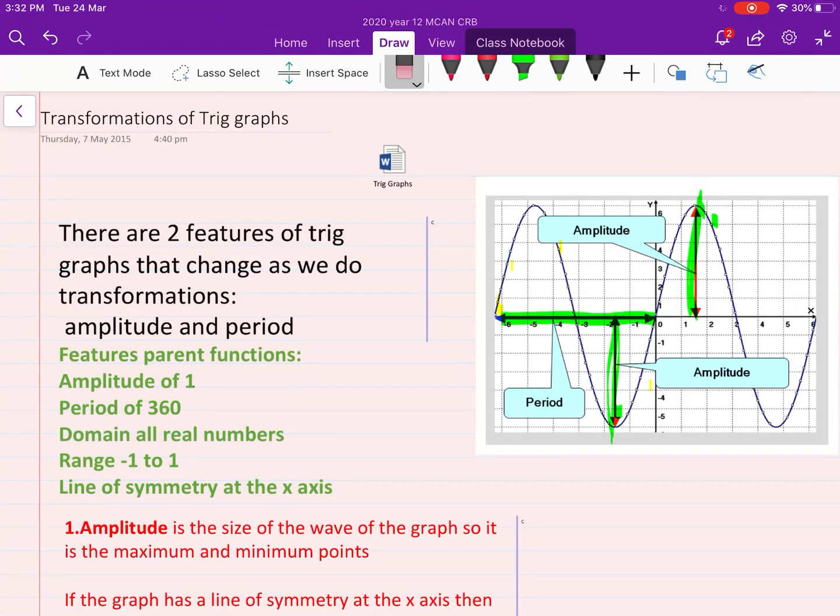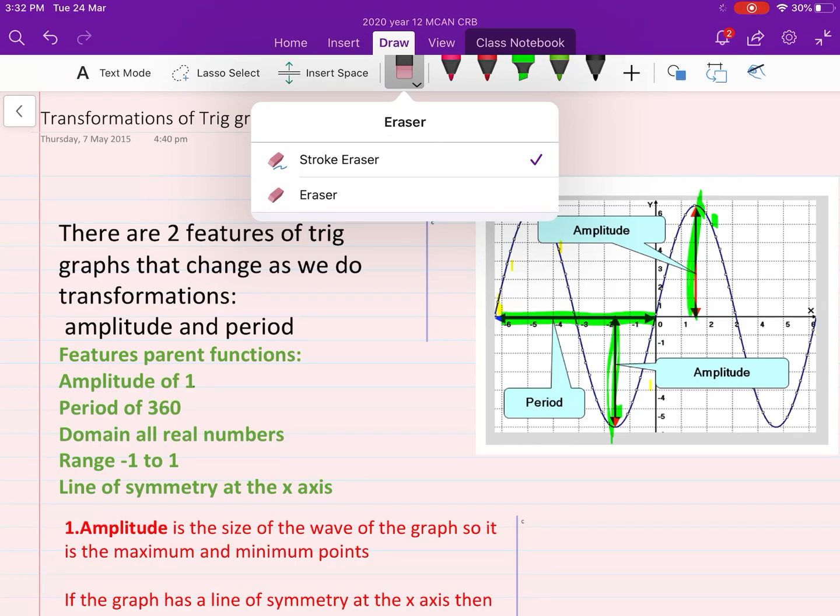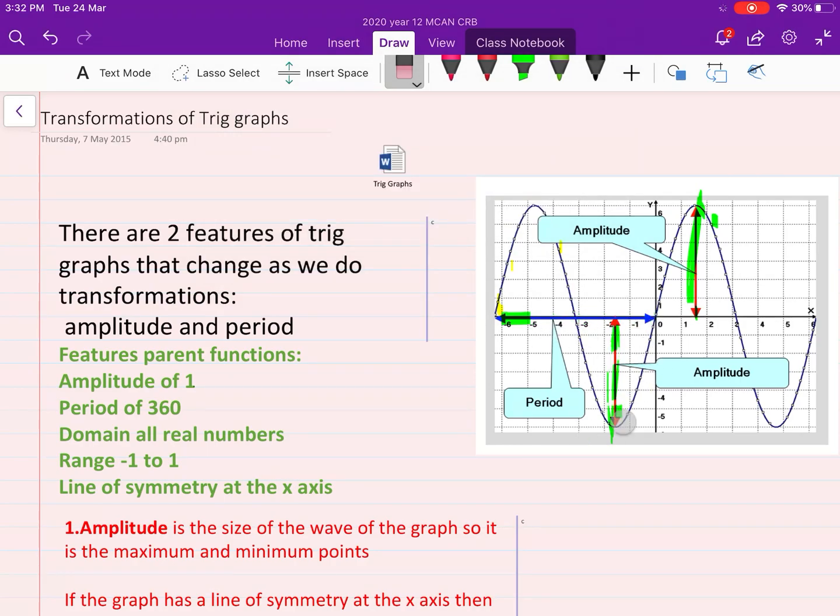Okay, we're just going to look at transformations, and the two features that we're going to talk about are amplitude and period. Amplitude is the strength of the wave, if you will. So if you take a look here, how far it goes up, where it maxes out, and where the minimum point is, how big that wave is, that's the amplitude. And then the period is how long it takes the graph to complete a complete cycle. That's the period.